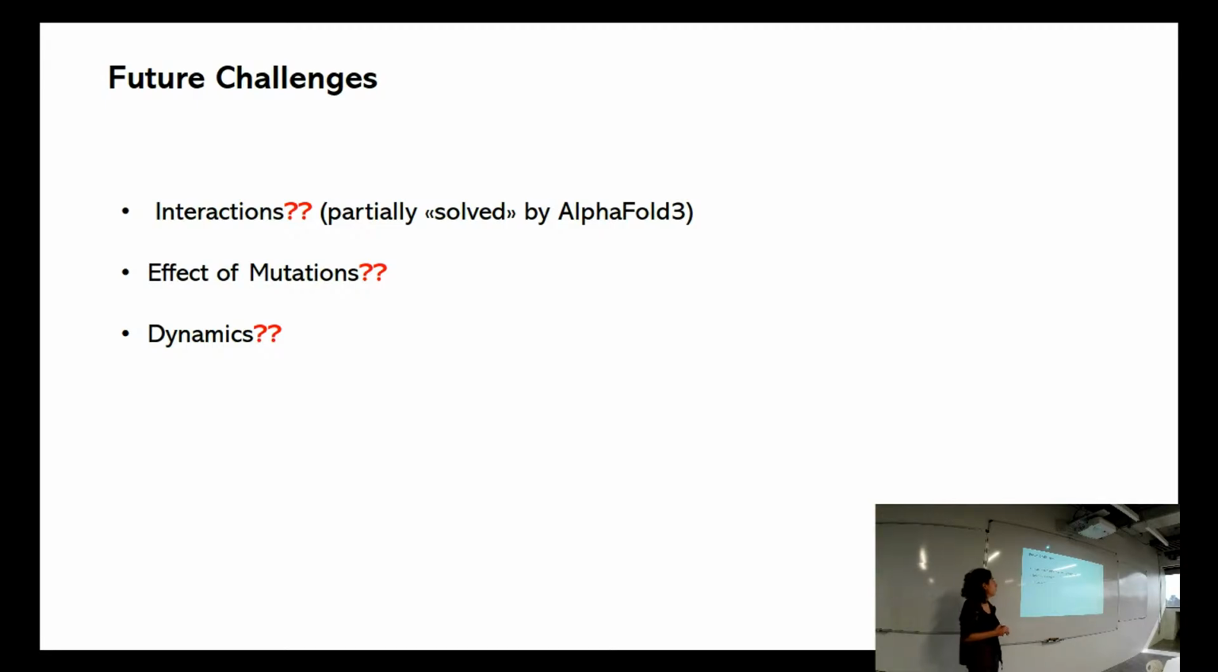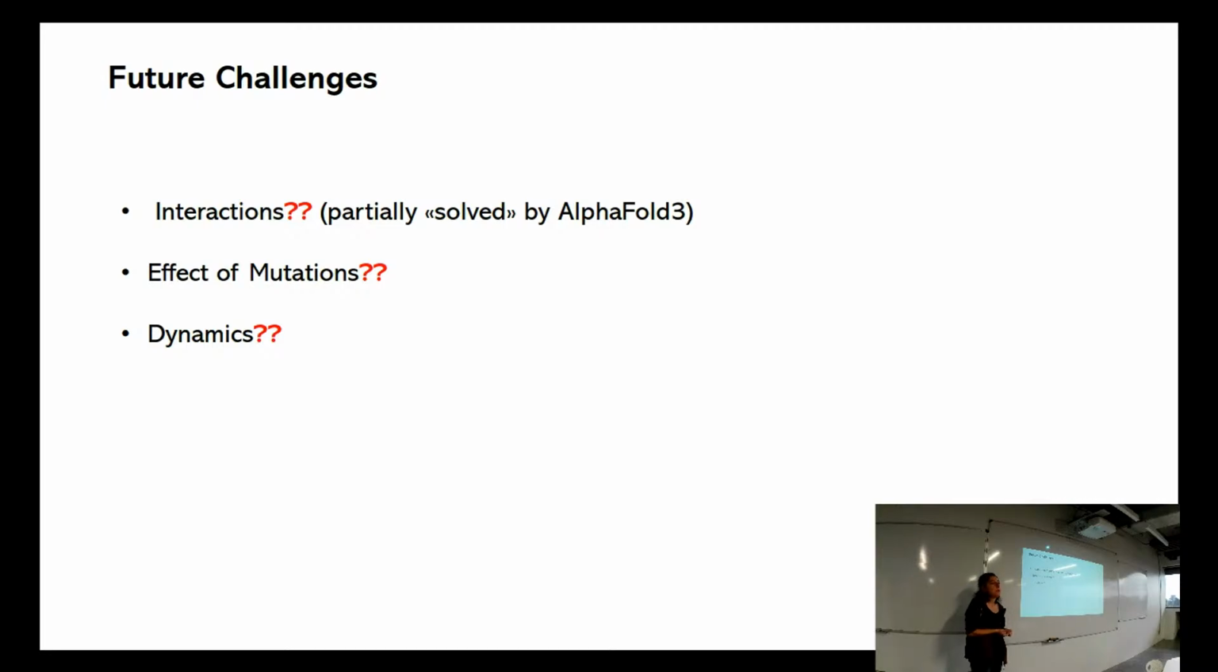On the other hand, if you go back to the mutation thing, you want to know the effect of a mutation on a protein. That's very important. We know why now. AlphaFold 2 is not able to do that. And in general, it's very hard to do that.